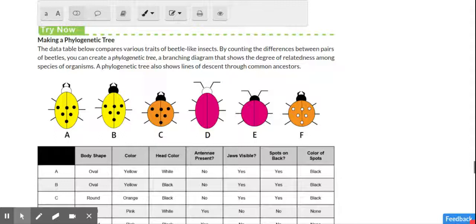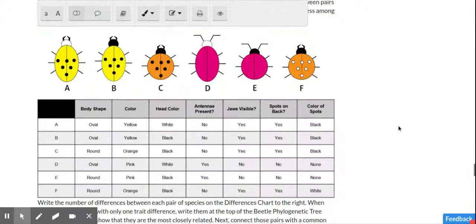The data table below compares various traits of beetle-like insects. By counting the differences between pairs of beetles, you can create a phylogenetic tree, a branching diagram that shows the degree of relatedness among species of organisms. A phylogenetic tree also shows lines of descent through common ancestors.